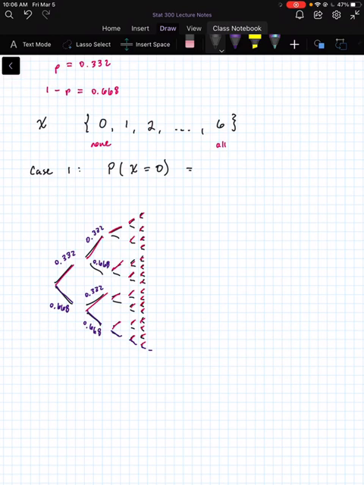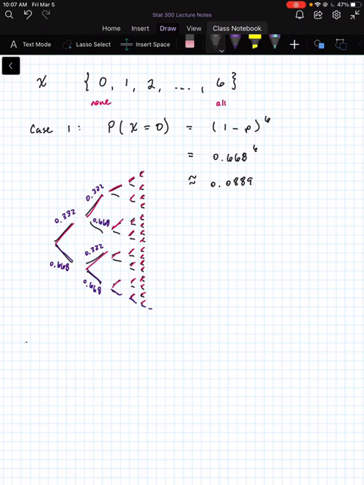which means if we trace down all those probabilities, we're using the multiplication rule now. And so we get 1 minus p to the 6th power, which is your 0.668 raised to the 6th power, which is roughly, and I'm approximating now, 0.0889. So the probability that none of the people in this sample have hypertension is roughly 8%.